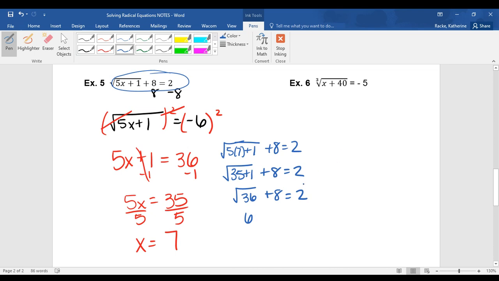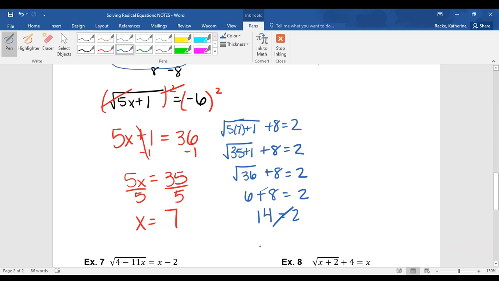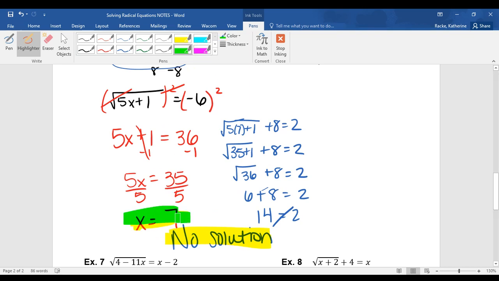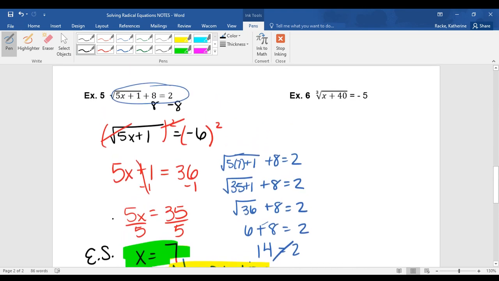Okay, so 6 plus 8. Does that equal 2? 6 plus 8 is 14. So no, that does not equal 2. So I have no solution. And this is why you always need to check for extraneous solutions. So x equals 7 here is your extraneous solution. You'll see that labeled as ES. Okay? All right.